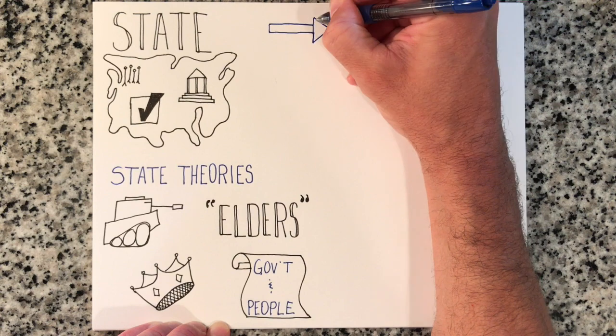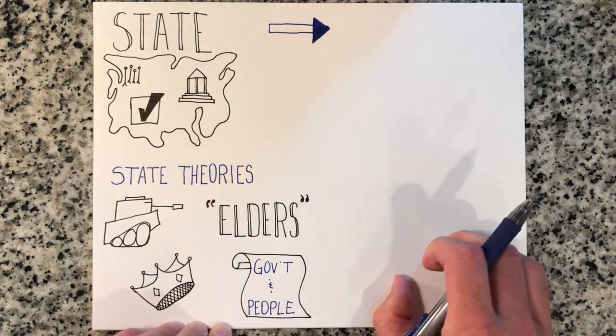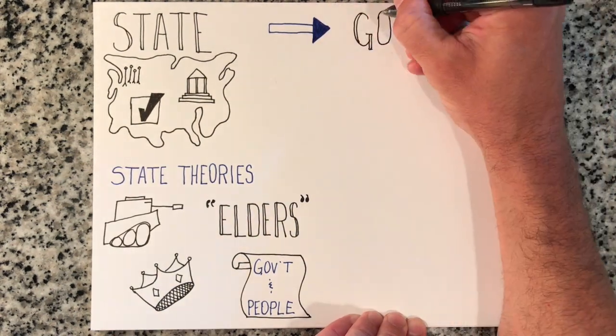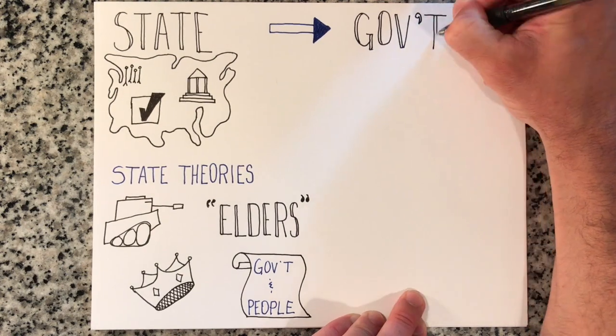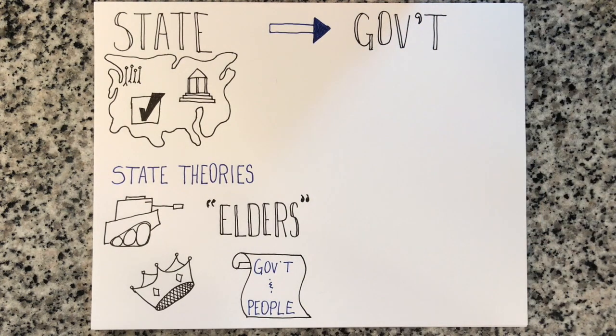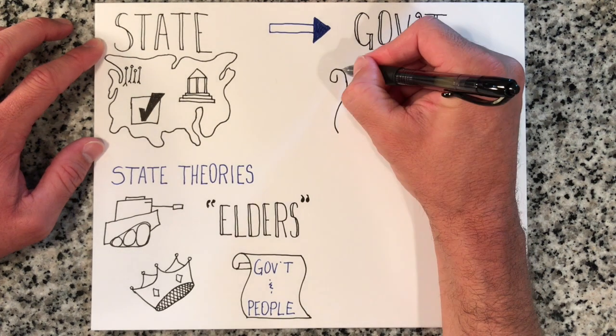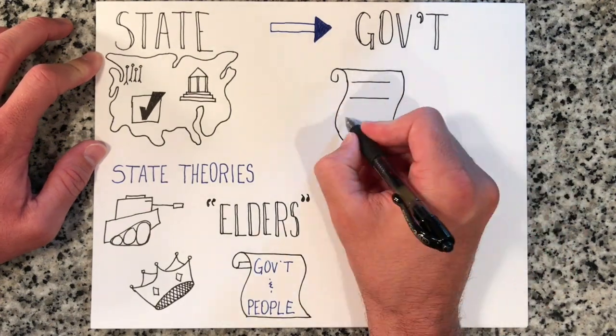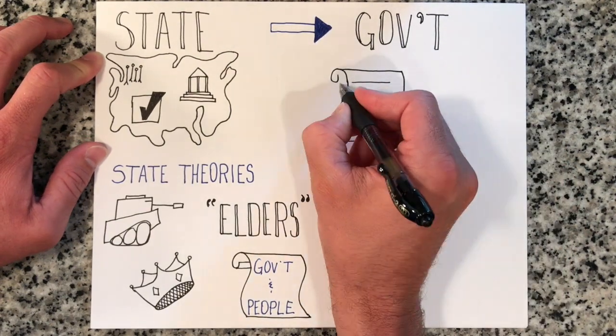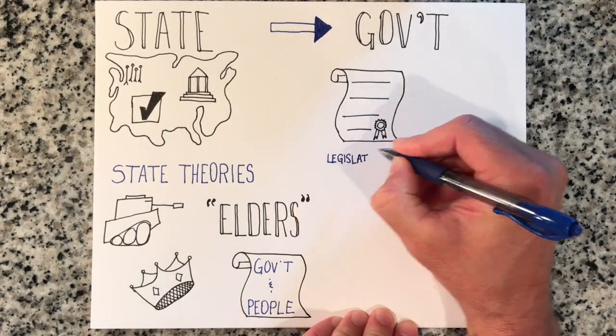Now, once the state is established, the political organization or government must help solidify this state. Think of the government as the glue that keeps all of the other pieces of the state together. So state must be able to do certain things, and they do this through a government. A government must have an institution that makes law. For the United States, that would be our Congress. This is a power known as the legislative power.